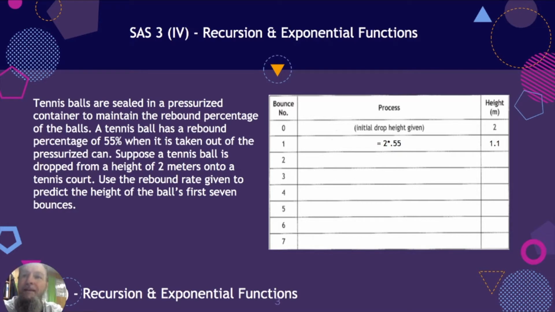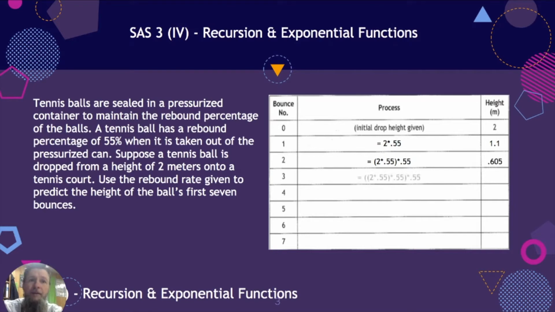So we can see that that rebound percentage stands for what percentage of the height it will bounce back up. And if you look at the word rebound, the definition does mean that. It means bounce back. All right, so how about the second bounce? We can't just multiply 2 by it. We're going to multiply 2 times 0.55 times 0.55. Or the answer we got from the last one, we'll multiply by 0.55. So it's actually 1.1 times 0.55, and that nets us 0.605.